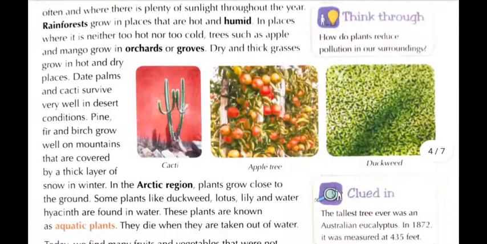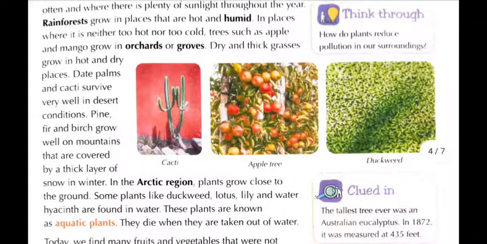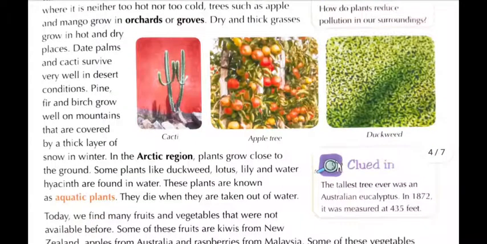Pine, fir and birch grow well on mountains that are covered by a thick layer of snow in winter. In the Arctic region, plants grow close to the ground. Some plants like duckweed, lotus, lily and water hyacinth are found in water. These plants are known as aquatic plants. So they die when they are taken out of water.